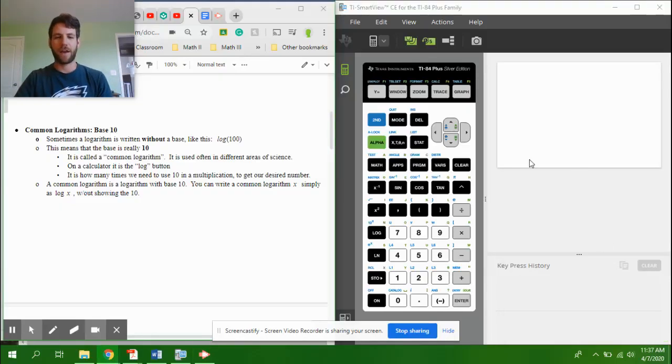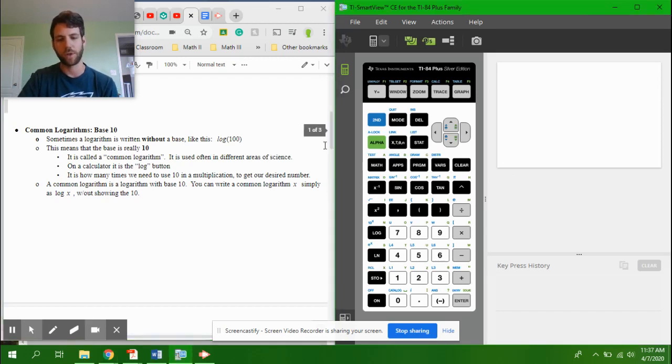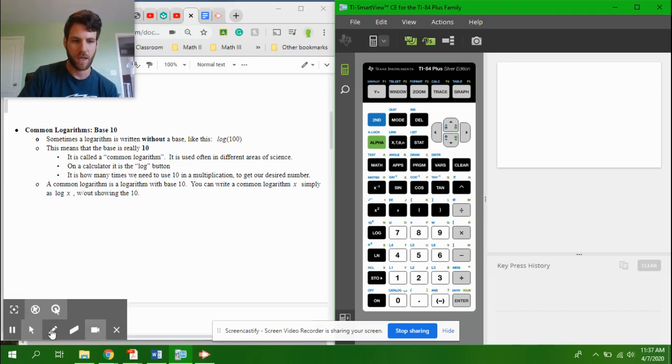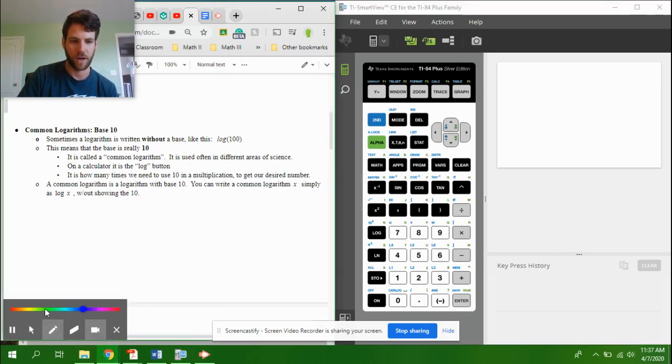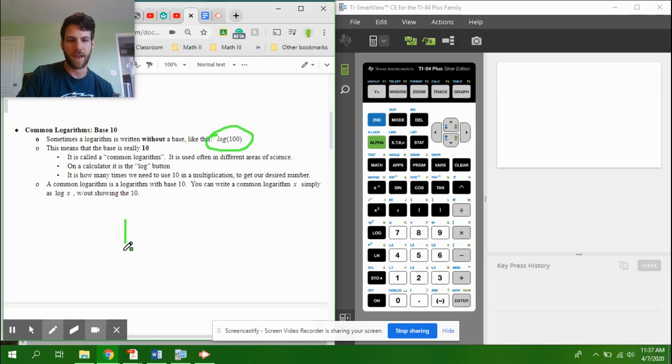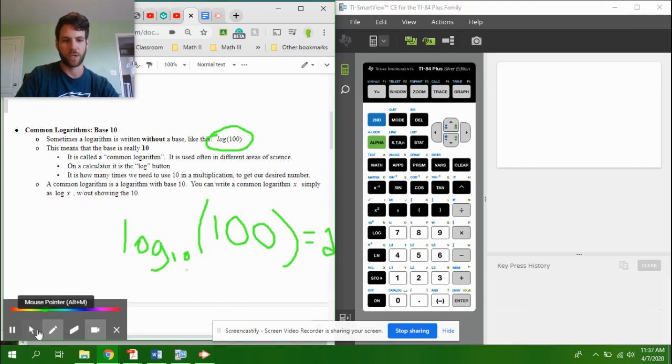We are now looking at how to do common logarithms on the calculator, and it is very easy. We are looking to evaluate things like log of 100. We know that log of 100 would just mean log base 10 of 100, and you might remember that from what I mentioned earlier. So if we're thinking about this logarithm right here, we would think of that instead as log base 10 of 100. Well, we know that would equal 2, because 10 to the second power equals 100.